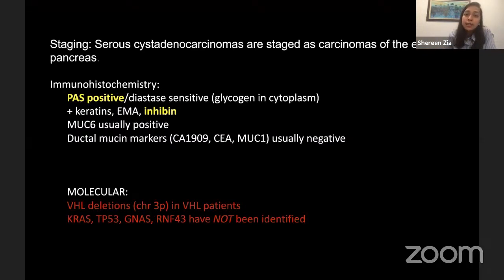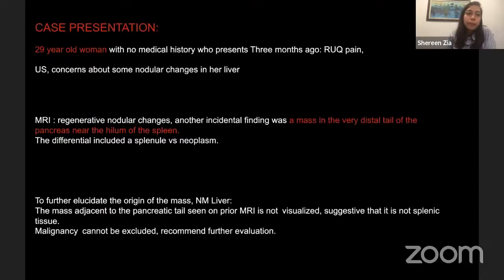On staging, serous cystadenocarcinomas are staged as carcinoma of the exocrine pancreas. The glycogen-type cytoplasm in those cells is PAS positive and diastase sensitive, and they are positive for inhibin as well. And like we mentioned, there are VHL deletions on chromosome 3 in von Hippel-Lindau patients, and they do not have KRAS, TP53, GNAS, or RNF43 mutations.